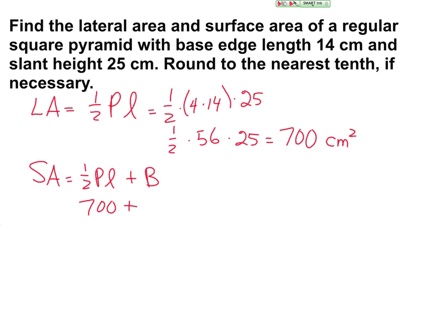How do we find the base area? It's a square. It's 14 times 14, right? 14 squared is 196. Plus 700, so we get a total of 896 square centimeters.